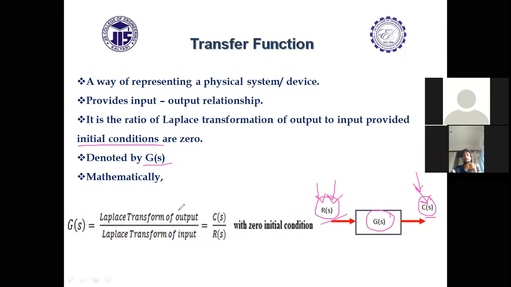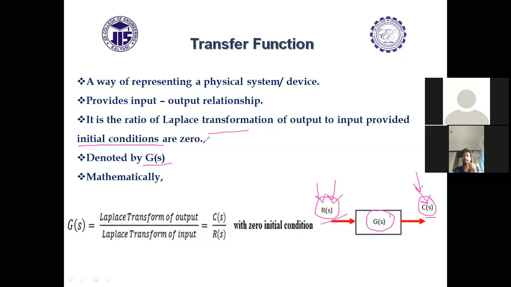Now, transfer function is denoted by G(s). In some books you will find it is denoted by G(s), in some books it is denoted by something else. But most of the books use this notation. Transfer function is denoted in most of the books by G(s).